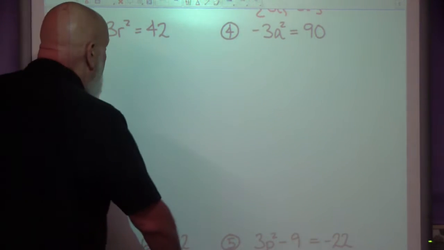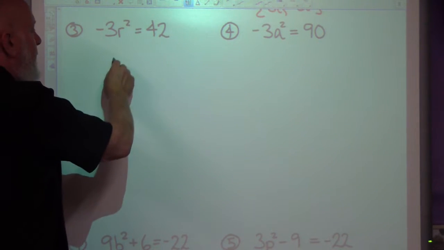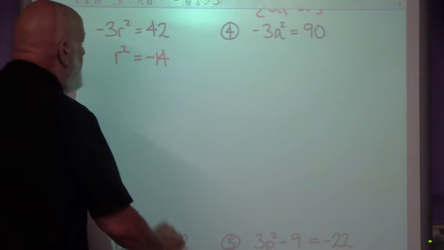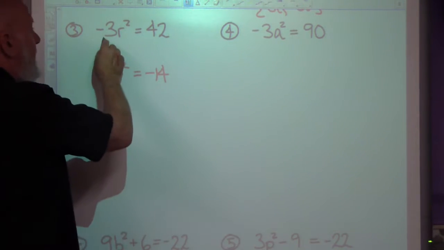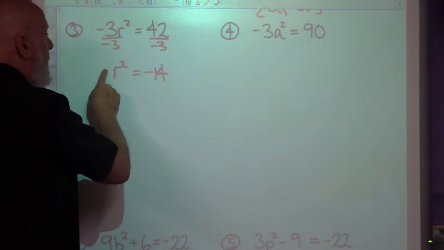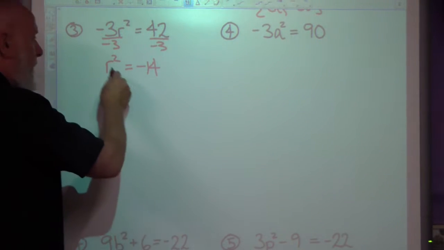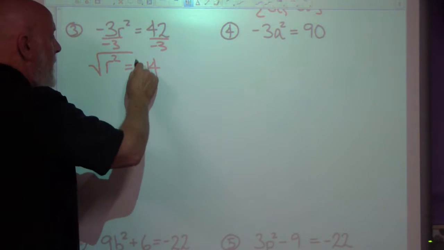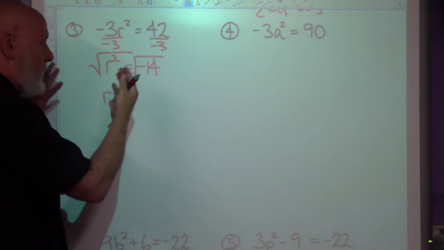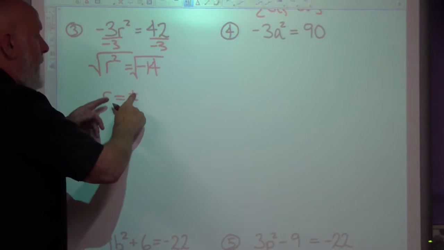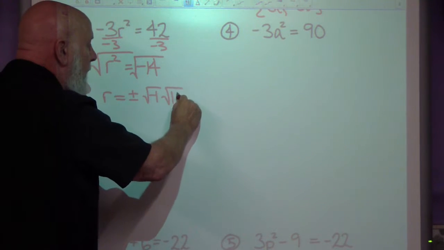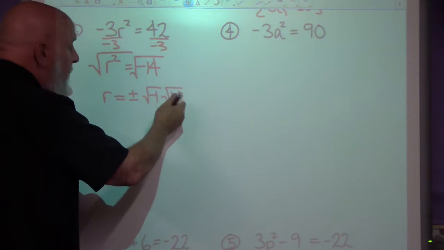Here we go, I want to isolate my r squared, so I'm going to divide by negative 3. r squared is equal to negative 14. Let me go ahead and show that. I just divided by negative 3. That gives me this. Now I'm going to take the square root of both sides of my equation. r is equal to, I'm going to put my plus or minus here because I just took the square root of both sides of an equation. Plus or minus, I'm going to think of this as the square root of negative 1 times the square root of 14. That's i, square root of 14.